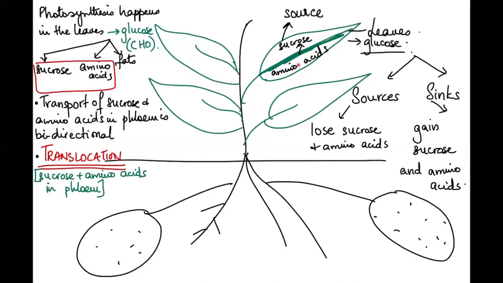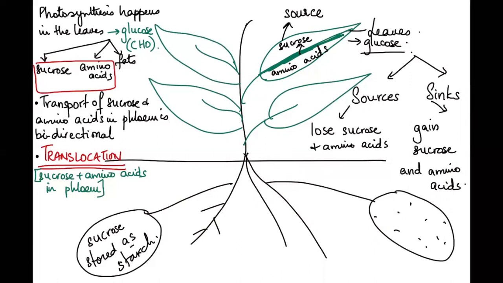Because whatever is made here is now going from here. It's going down and further down, and all this sucrose will be stored here. In fact, stored as starch because the potatoes are rich in starch. So from the point of view of this definition, the leaf was the source because it lost food. It lost sucrose and amino acids.